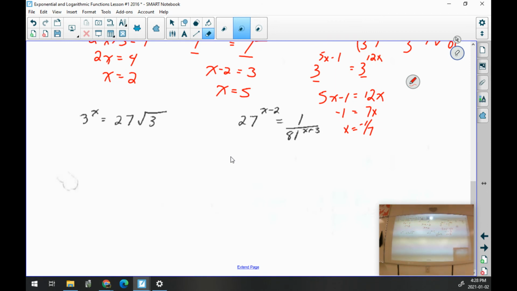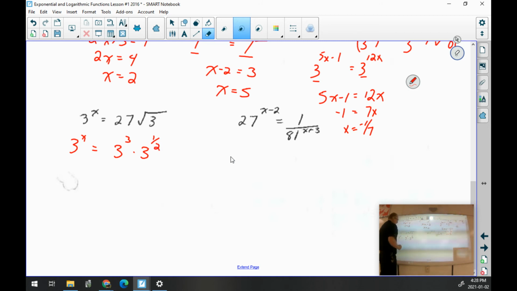Yeah, this one's a little bit annoying. Well, that side is going to stay the same. I can write 27 as 3 cubed. I can write the square root of 3 as 3 to the power of 1/2. So we've got two guys with the same base. Now I'm going to add the exponents together. We have 3 to the power of 3 plus 1/2. So if you want, write it as 3 to the power of 3.5.